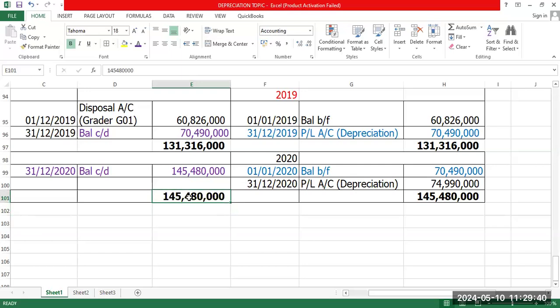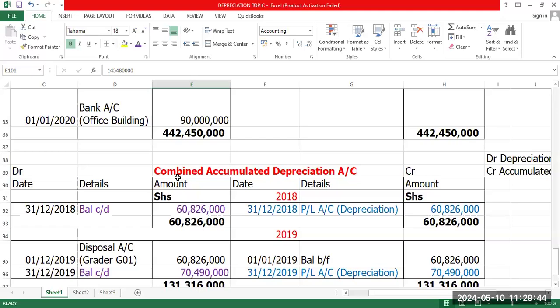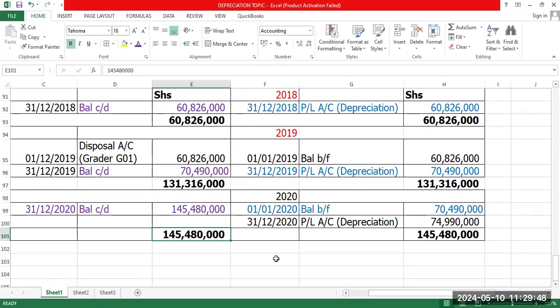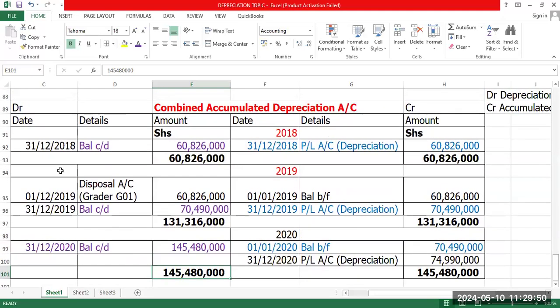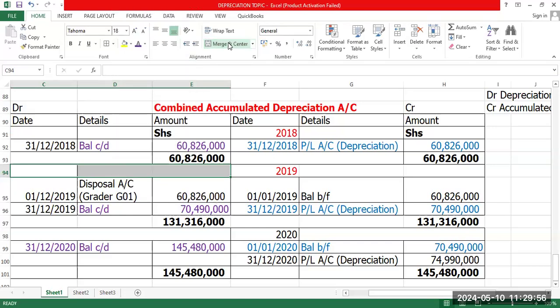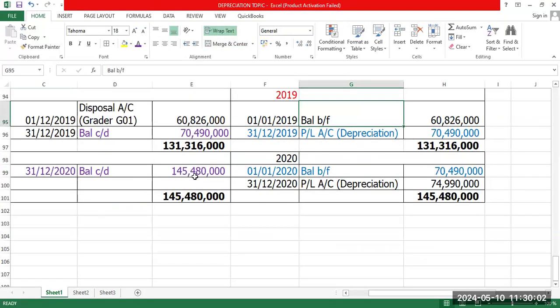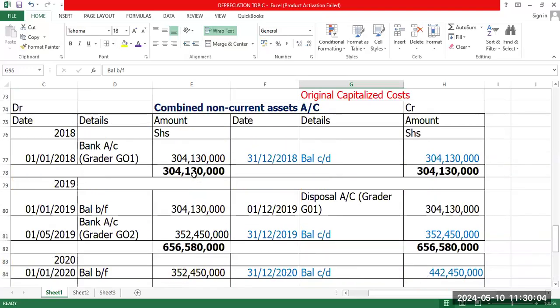Yes. So that's all about the combined accumulated depreciation account. Any question? We go to the next account.